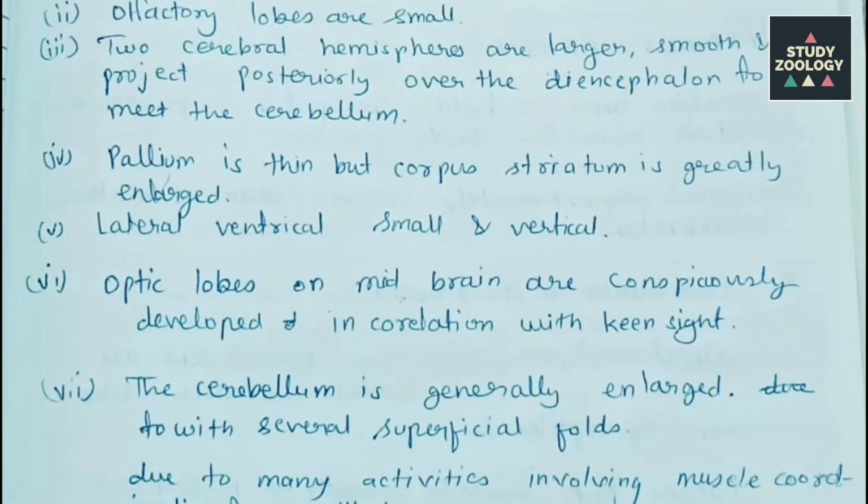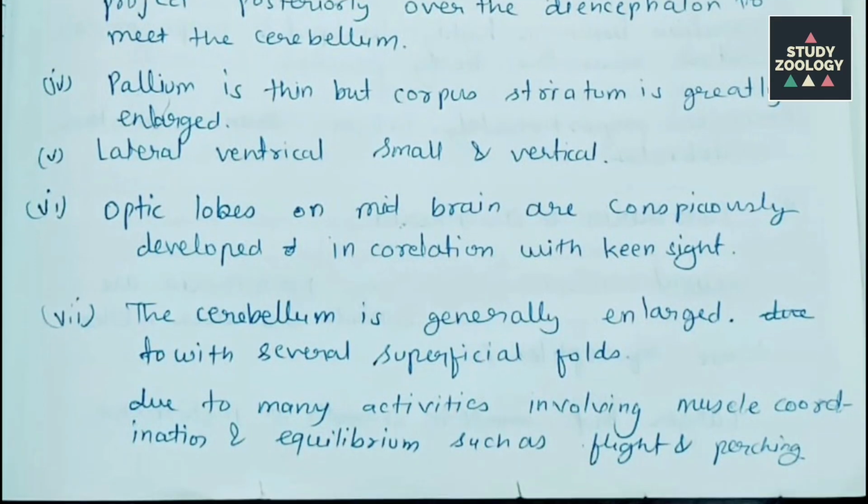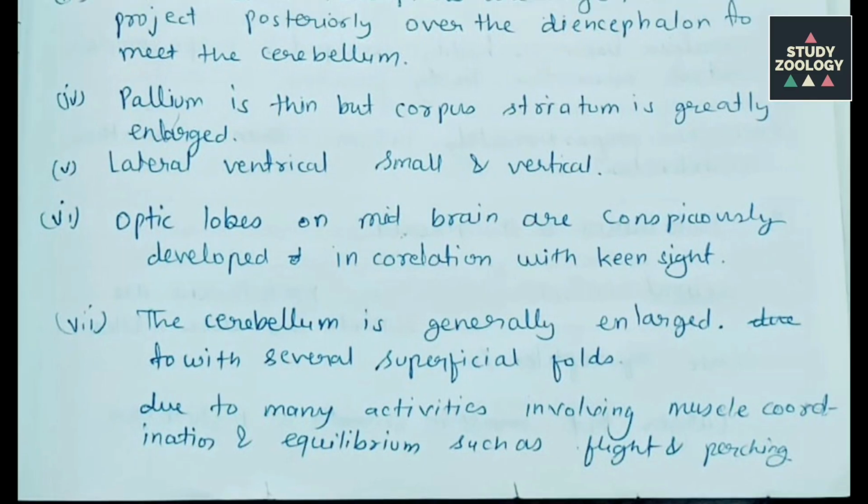Pallium is thin but corpus striatum is generally enlarged. Lateral ventricle is small and vertical. Optic lobes on midbrain are conspicuously developed in correlation with keen sight. The cerebellum is generally enlarged with several superficial folds, due to many activities involving muscle contraction and equilibrium such as flight and perching.